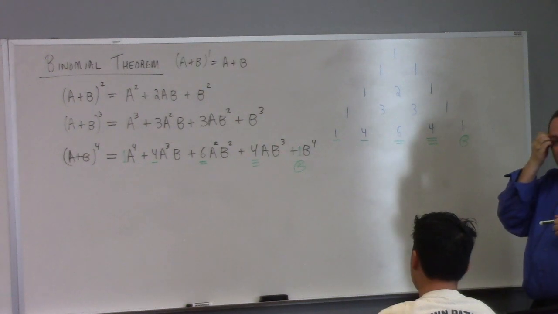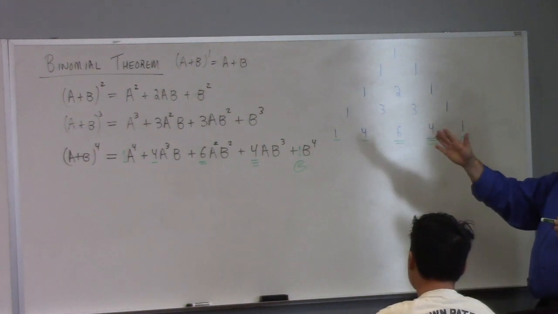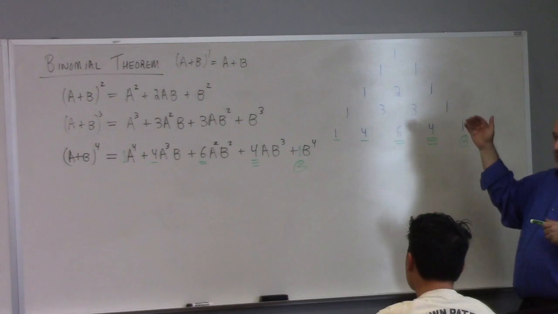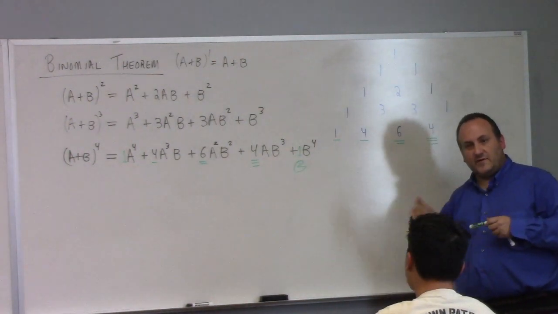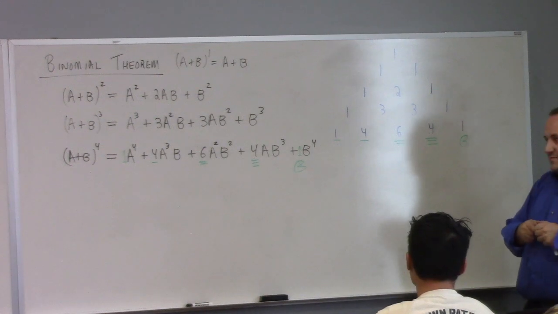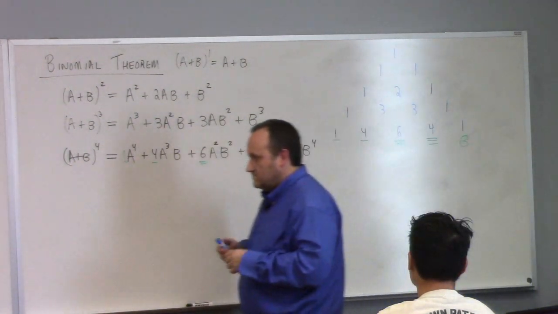So this is the binomial theorem, which says that if you want to calculate a plus b to a power, you can write down Pascal's triangle and just read off the coefficients for whatever you're expanding. Just like that.